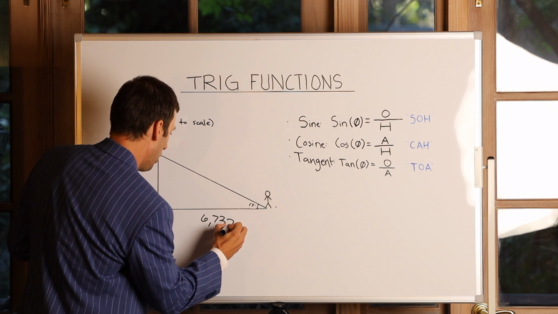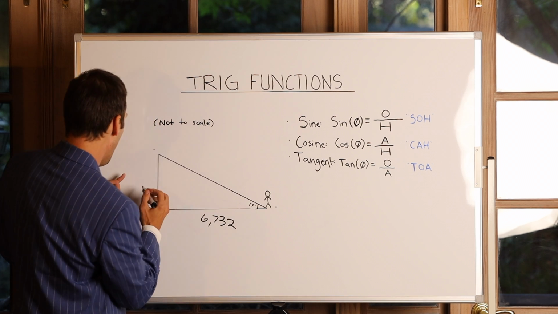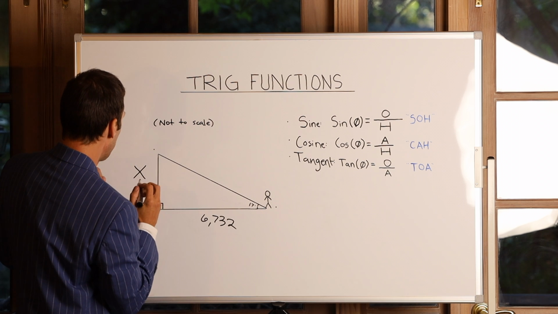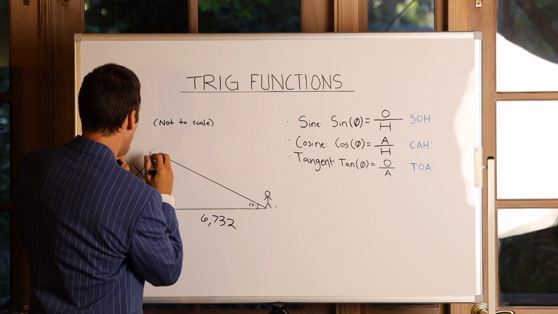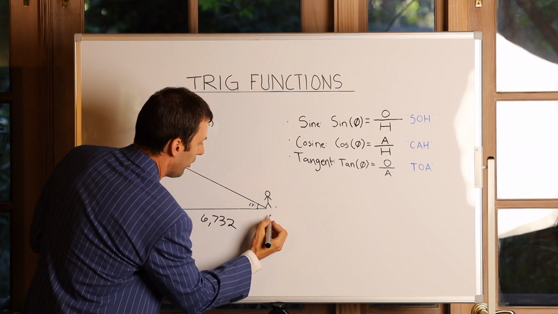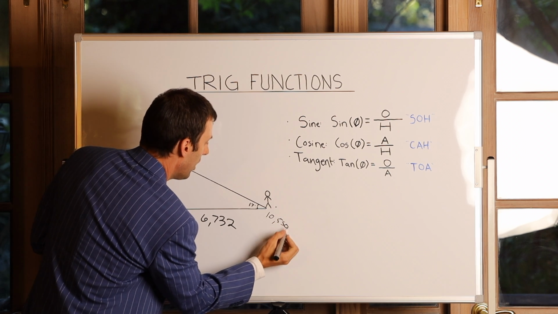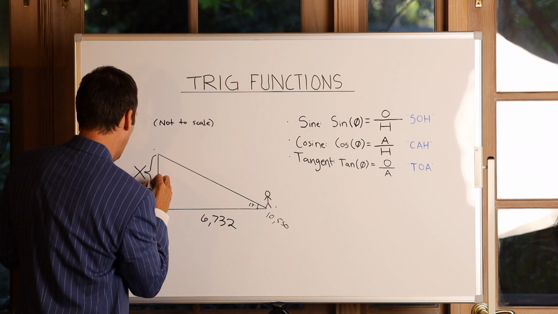6,732 feet. So knowing the angle and the distance, we can figure out the height, which I'm going to call x. And really it's the relative height, because if I take the summit elevation of Mount Conness and I subtract the elevation where we were standing, 10,550 feet, I get x, which is basically this side of this triangle.